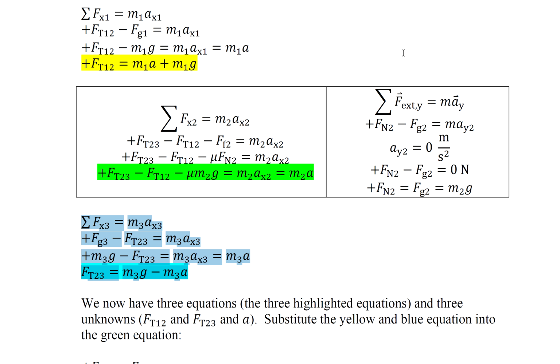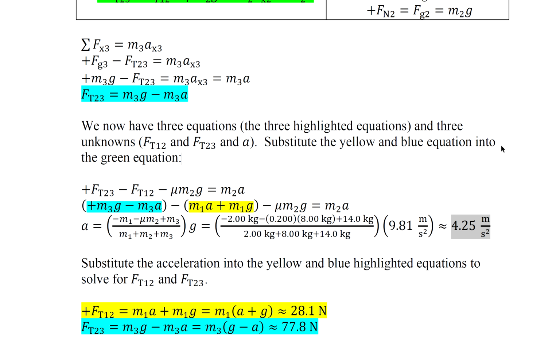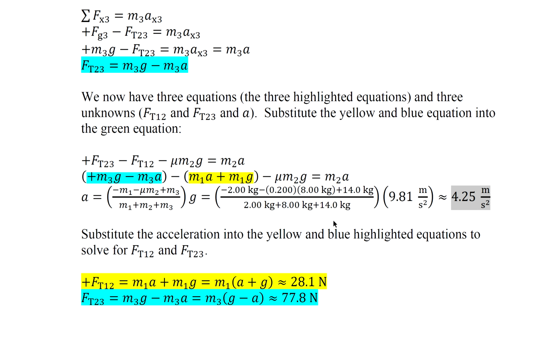Okay. So we have 3 equations, yellow, green, and blue. So we now have 3 equations and 3 unknowns. Substitute the yellow and blue equations into the green equation. So when we do that, we only have 1 equation, 1 unknown. The unknown is acceleration. So the acceleration is about 4.25. Substitute the acceleration into the yellow and blue highlighted equations to solve for Ft12 and Ft23. So we've solved for force tension 1,2, force tension 2,3, and acceleration.